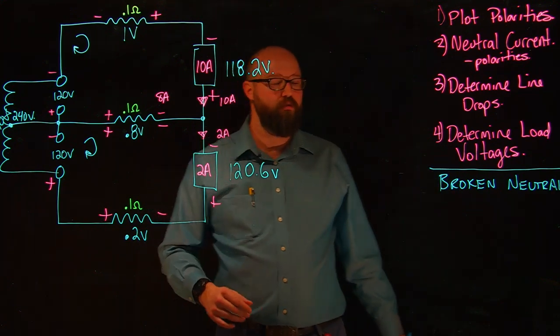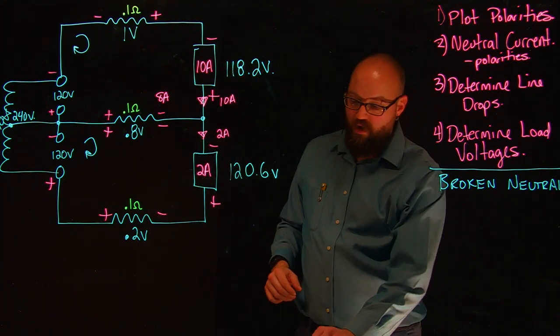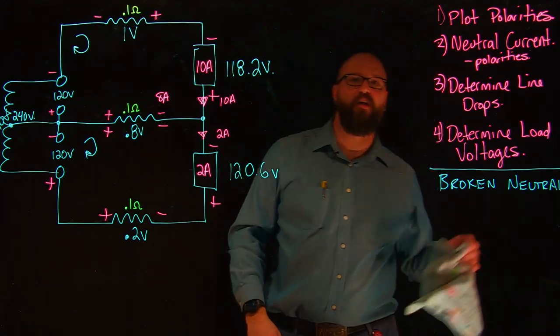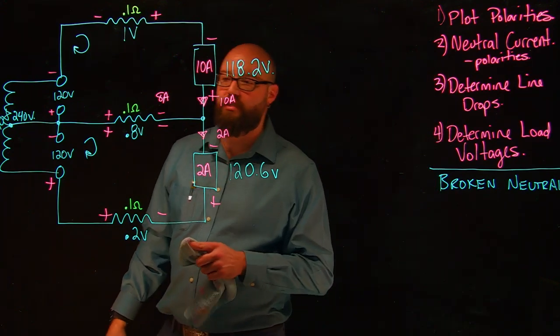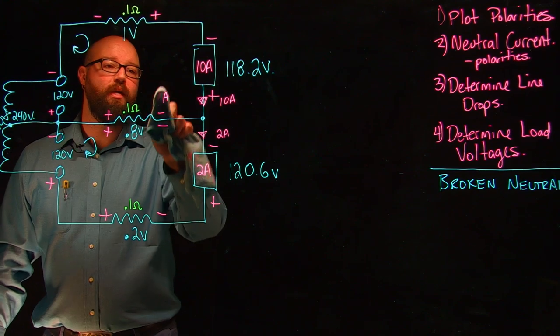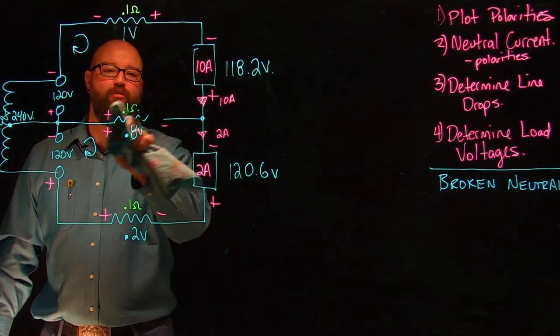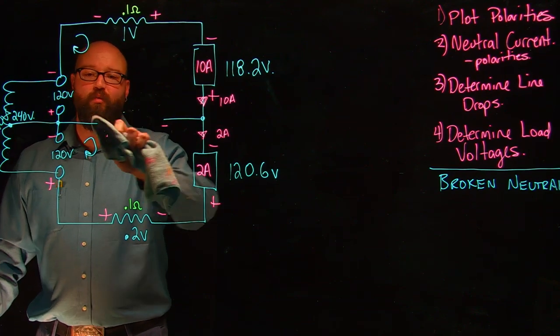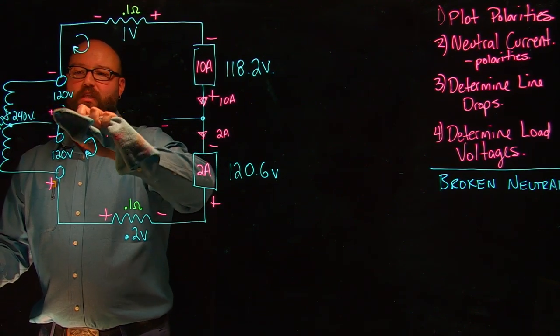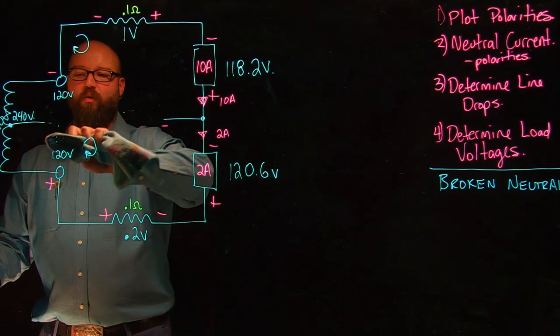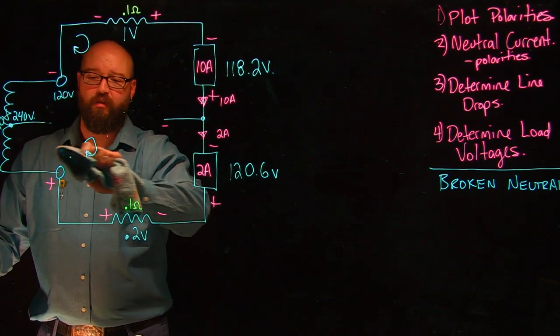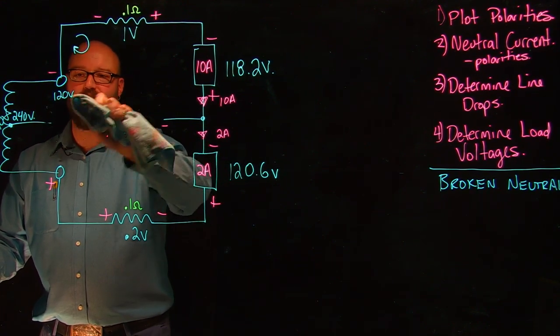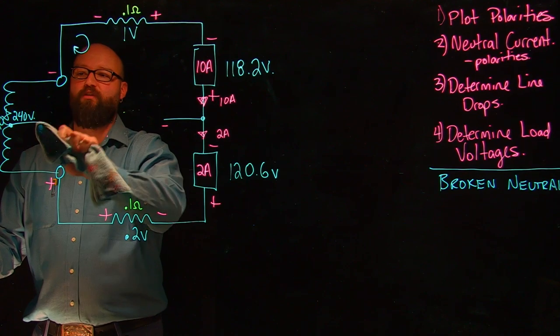Now what we're going to do is break the neutral. Okay, so a broken neutral can come from many different things. For example, maybe a splice comes apart, maybe it becomes disconnected back at the supply. Either way, we've lost this neutral, which for us means we've actually lost all of this in the middle here as well. We've lost these 120 volt references, okay? We've lost any type of current on that neutral.